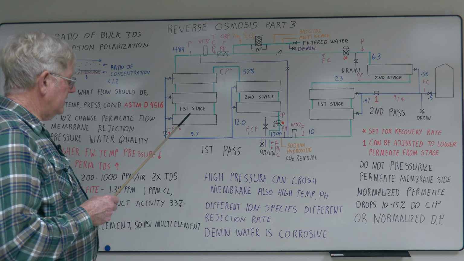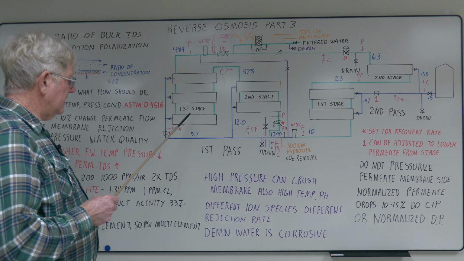Okay, like I mentioned, these valves are set for recovery rate, so you don't mess with them. These can be adjusted to lower permeate flow from the stage. They're set and left alone. Do not pressurize the permeate membrane side. Do not get the permeate higher than the concentrate side or you'll damage the membranes. If normalized permeate drops 10 to 15%, do a CIP. Also, if the normalized DP drops to that, you should probably do a CIP. If it goes too far, it may not clean well after that stage.